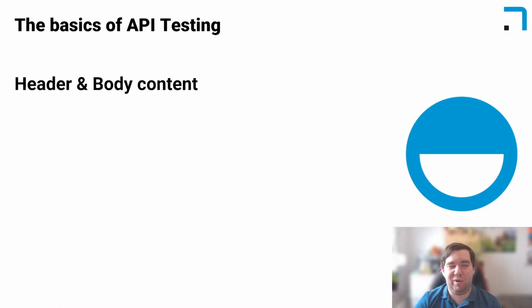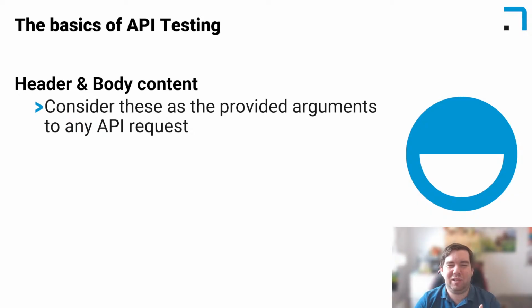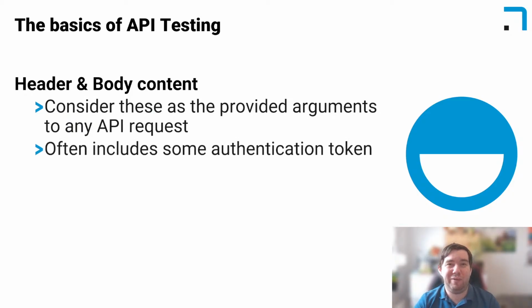And lastly, the last part of using REST API would be the body and header content. If we consider the URL to be who we're talking to, and the HTTP method to be how we're talking, then the body and header content is what we're talking about. We can consider these to be the provided arguments to any kind of API request that we make. Often, in header and body content, this will include some kind of authentication token.